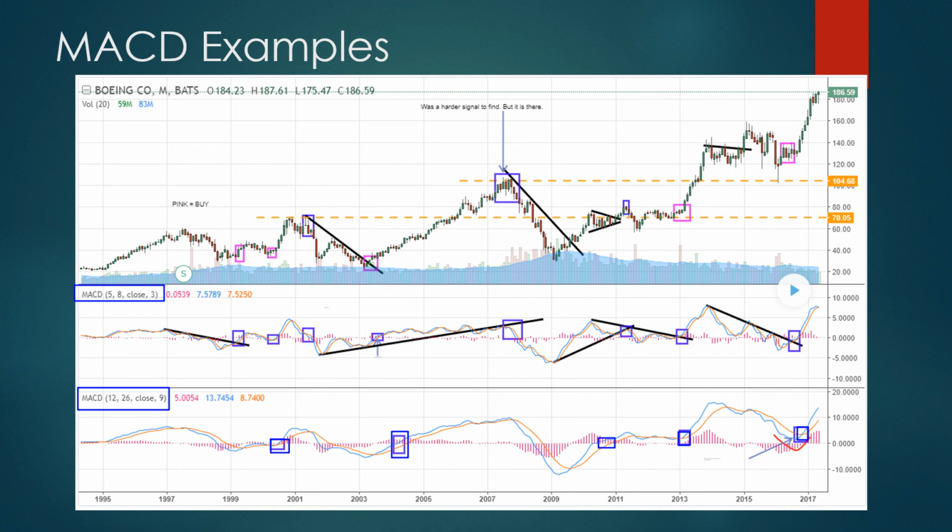Notice here on the lower time frame setting, we had a trend line break followed by a MACD crossing. At the same time, we had a signal crossing that was pretty close to the zero line. So we have this MACD saying to buy and this MACD saying to buy. Here we have the exact same thing. We have a trend line break followed by a zero crossing. And this one also has a signal crossing that's pretty close to the zero line.